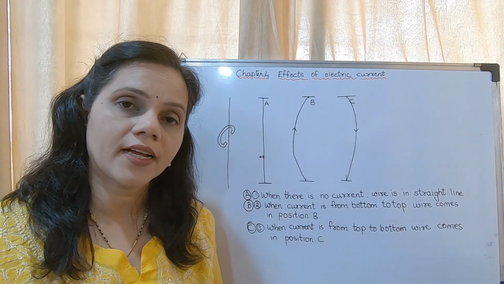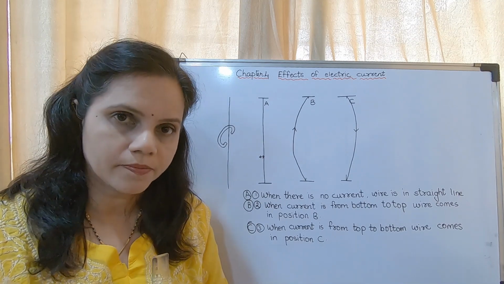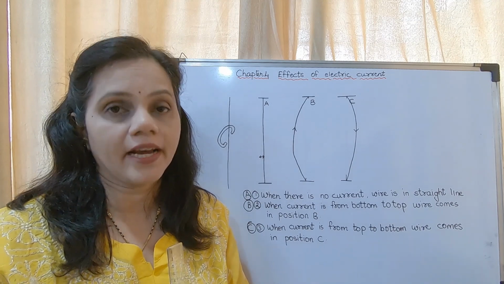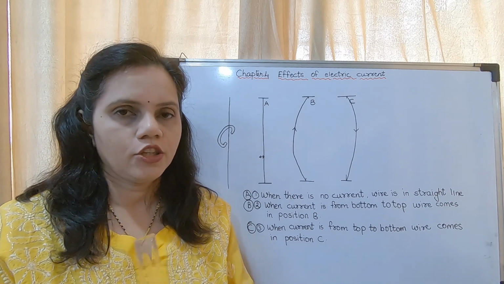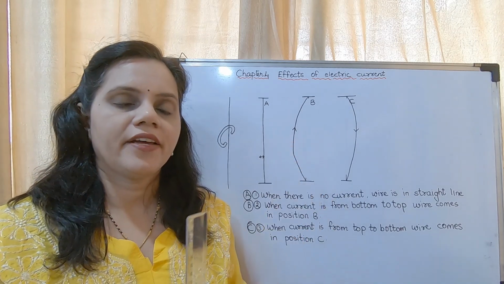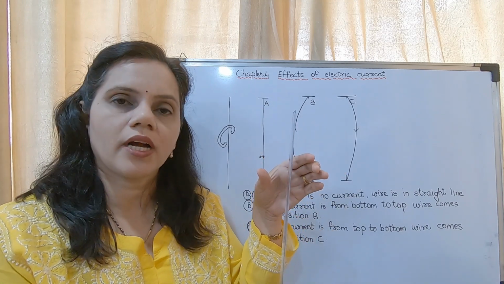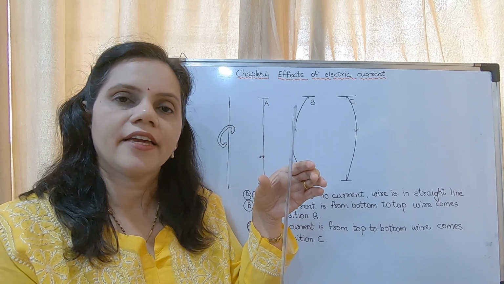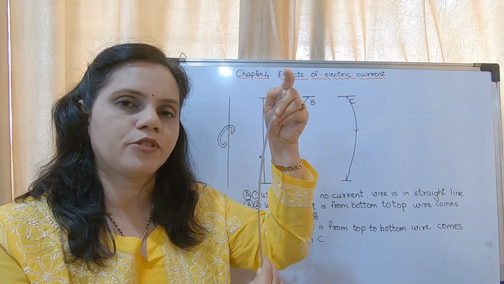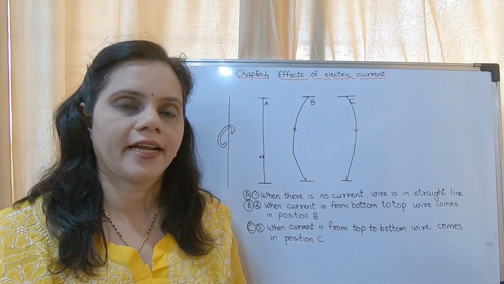What will get deflected? The conductor, the wire will change its position. That is the effect of magnetic and electric effect on a wire. Did you imagine like that? So here when there is a wire and there is a horseshoe magnet, if there is no current, it will remain straight. If there is current from bottom to top, it will get deflected in the left position. If the current is from top to bottom, it will get deflected in the right position.